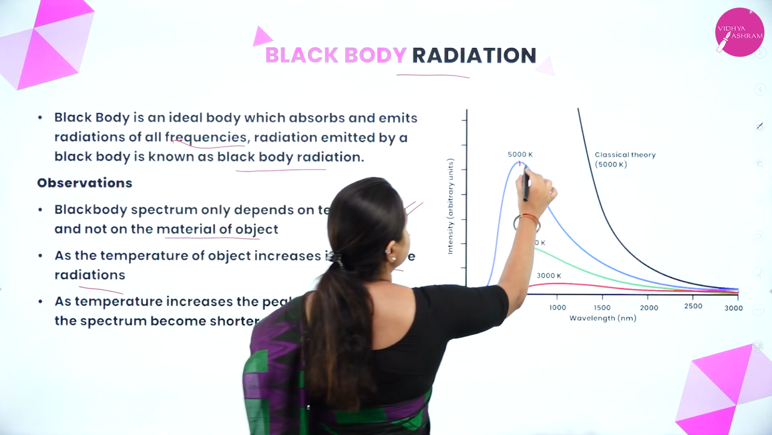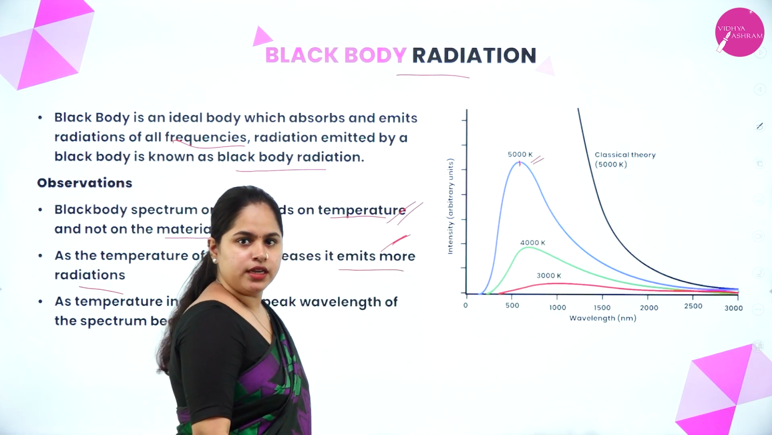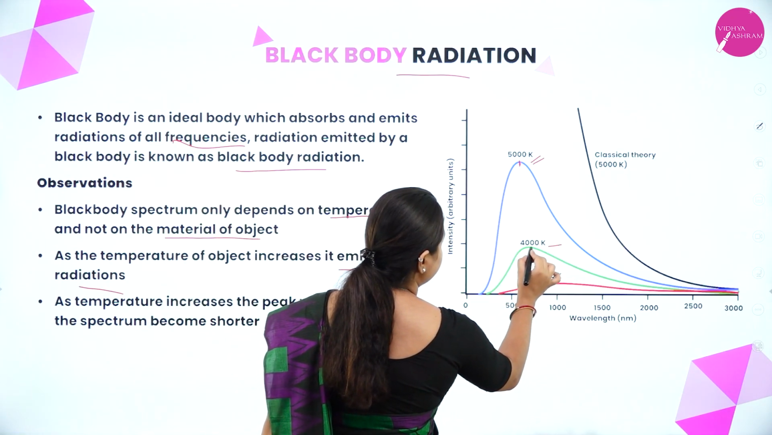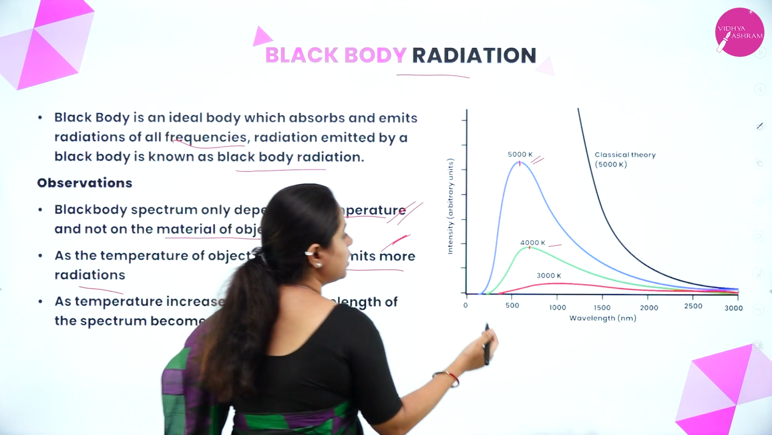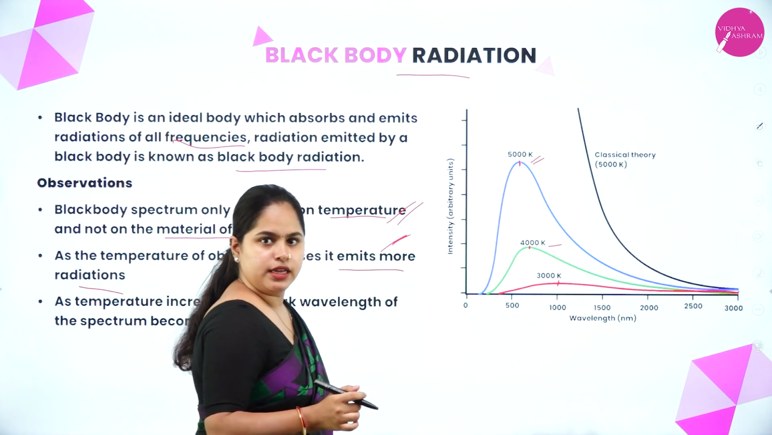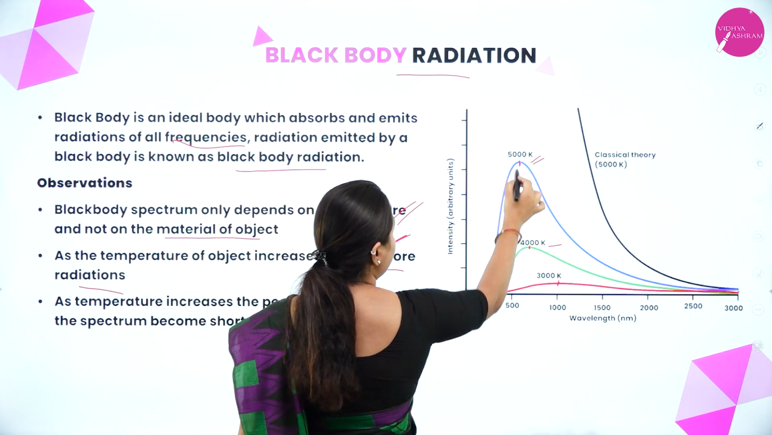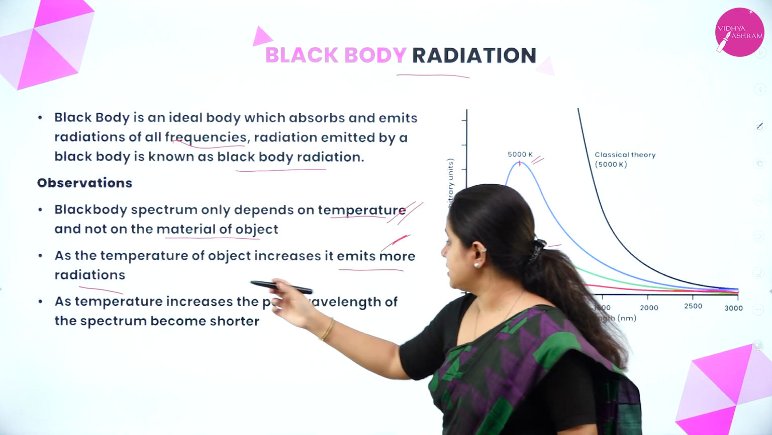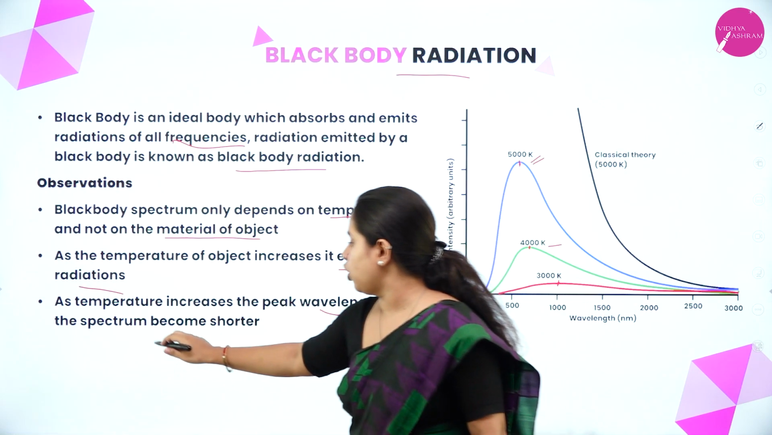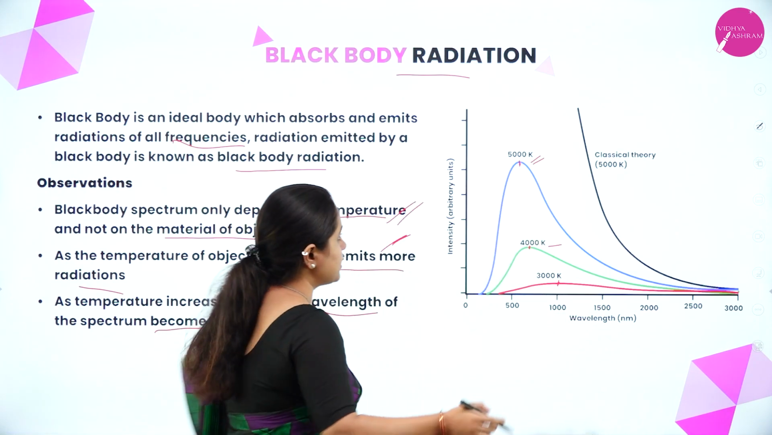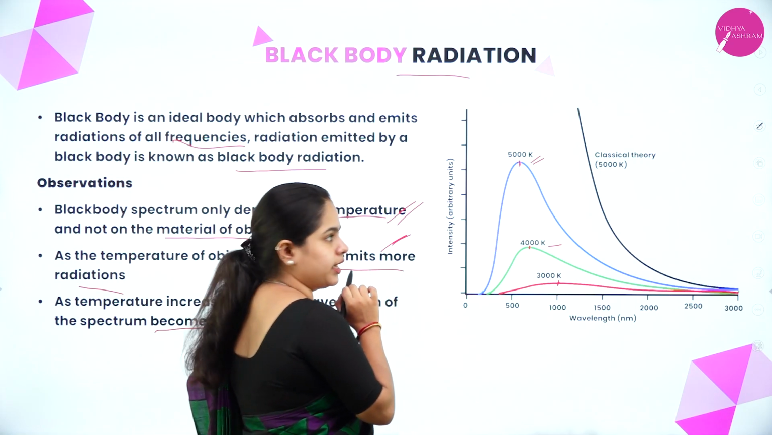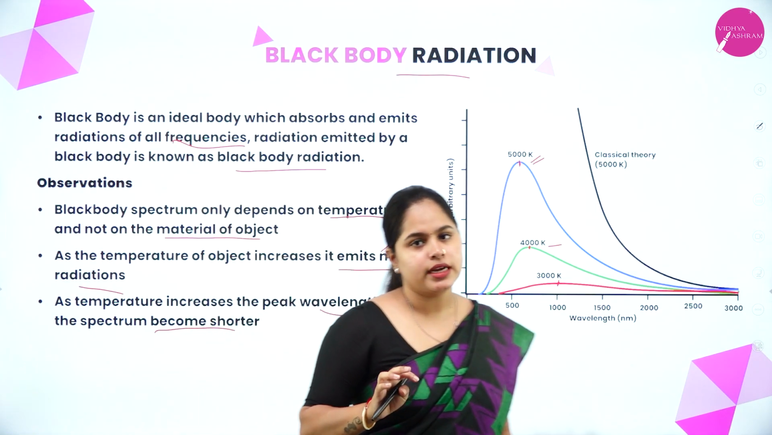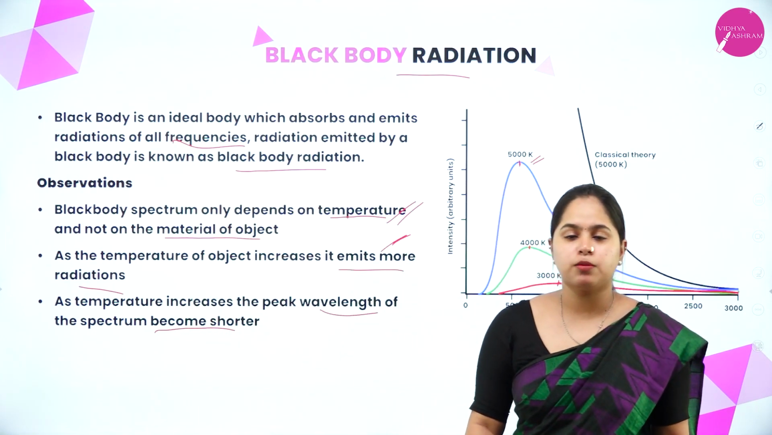So you can see here for the temperature 5000 Kelvin, the peak that you can observe is here. For the temperature 4000 Kelvin, the peak you are observing is in here. And for 3000 Kelvin, the peak you are observing is in here. So you can see that the peak wavelength is getting shorter and shorter, right? So that is what is written here. As the temperature increases, the peak wavelength of the spectrum becomes shorter and shorter. Clear? This is about black body radiation.